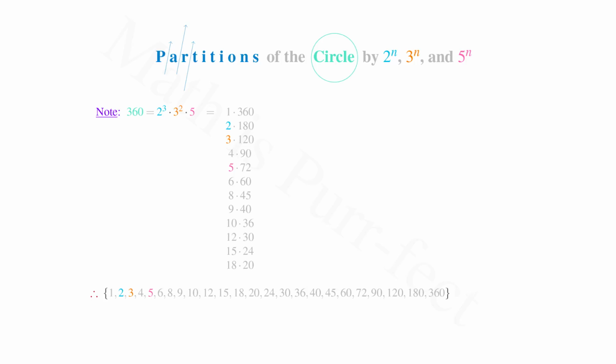To begin, 360 can be broken down as either 1 times 360, 2 times 180, 3 times 120, 4 times 90, 5 times 72, 6 times 60, 8 times 45, 9 times 40, 10 times 36, 12 times 30, 15 times 24, or 18 times 20. Hence, each of 1, 2, 3, 4, 5, 6, 8, 9, 10, 12, 15, 18, 20, 24, 30, 36, 40, 45, 60, 72, 90, 120, 180, and 360 divide 360.